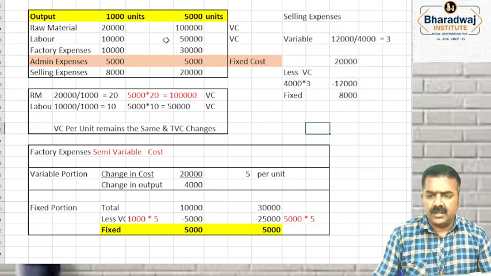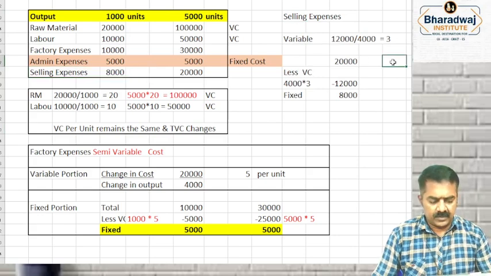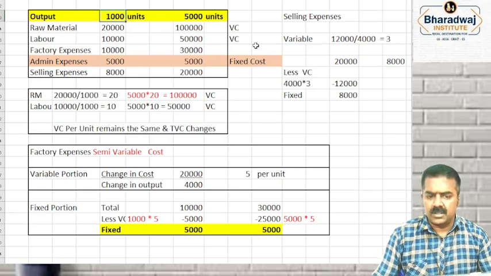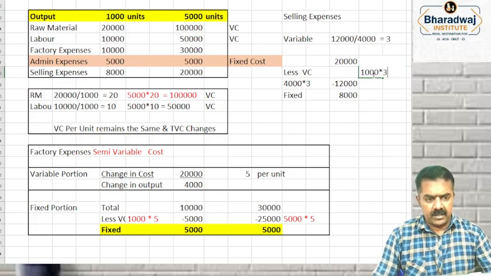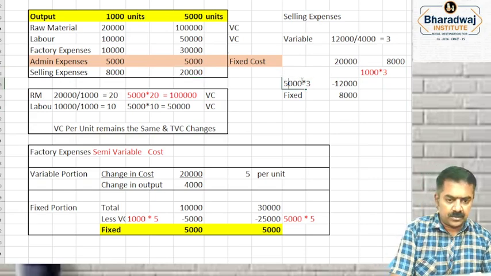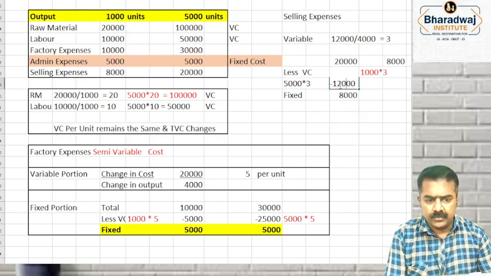You can even try with this also. For example, 8,000. What is the variable portion? 1,000 into 3, 3,000. Sorry, 5,000 into 3, not 4,000 into 3. 5,000 into 3, 15,000.